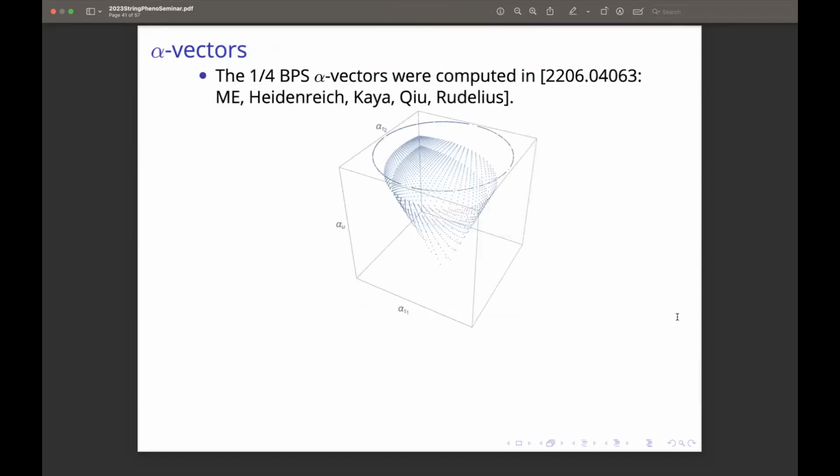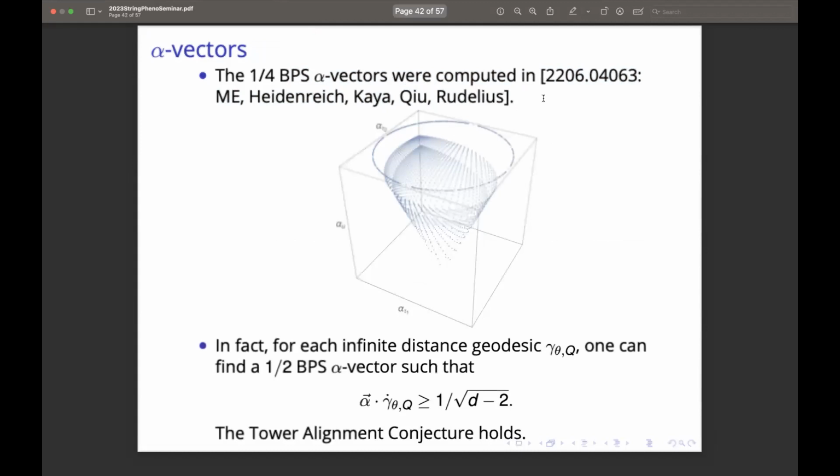Well, for this theory, the quarter BPS alpha vectors were computed in a paper from last summer. Here's a plot of some of them. They end up living on a cone, and this cone contains the ball of radius 1 over square root of d minus 2. Do any of these quarter BPS states align with these infinite distance geodesics? Well, it turns out we can consider just the half BPS states. And in fact, for each infinite distance geodesic, we can find a half BPS scalar charge-to-mass ratio vector such that it aligns everywhere along the geodesic with that geodesic, in a way so that the tower alignment conjecture is satisfied.